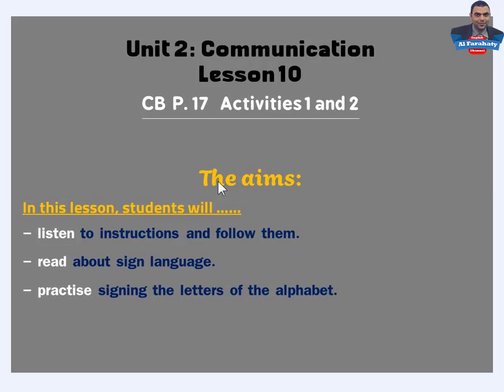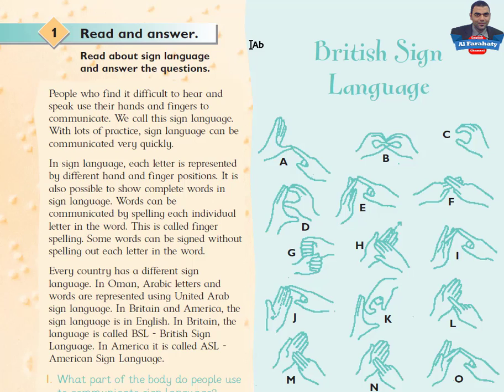The aims. In this lesson, students will listen to instructions and follow them. Read about sign language. Practice signing the letters of the alphabet. Dear students, now you will listen to some instructions. Try to follow them. Tape script 2.12.